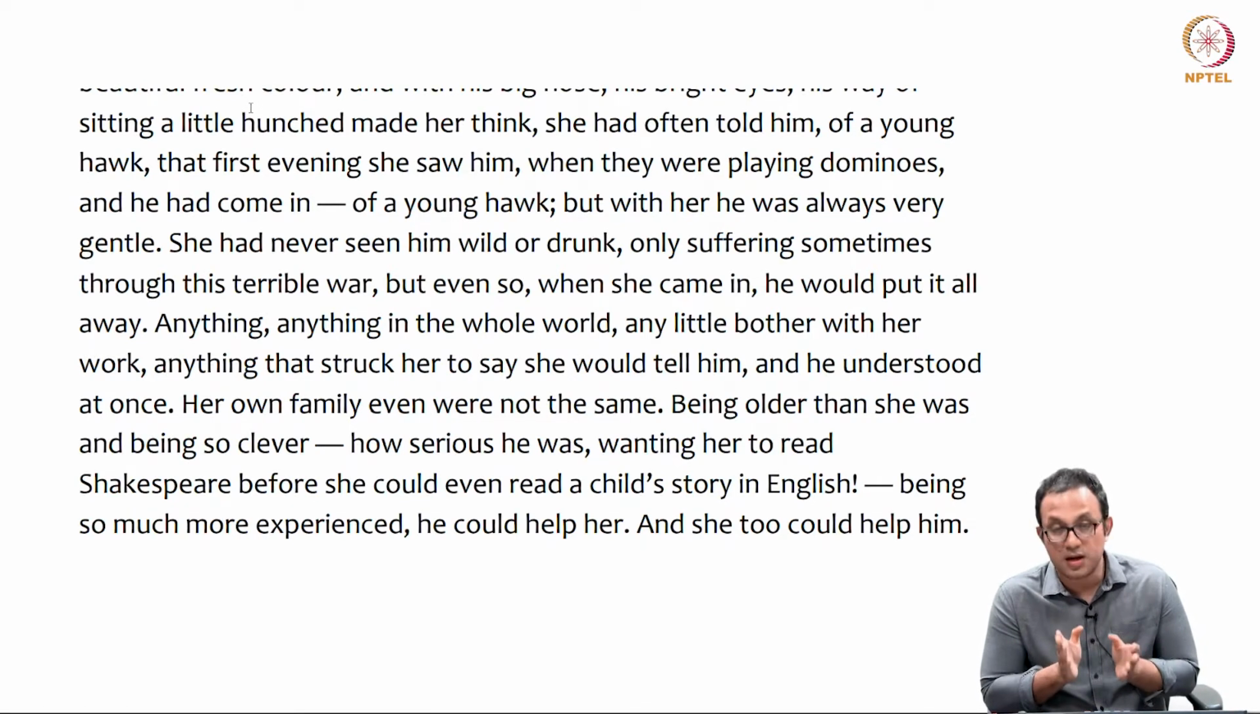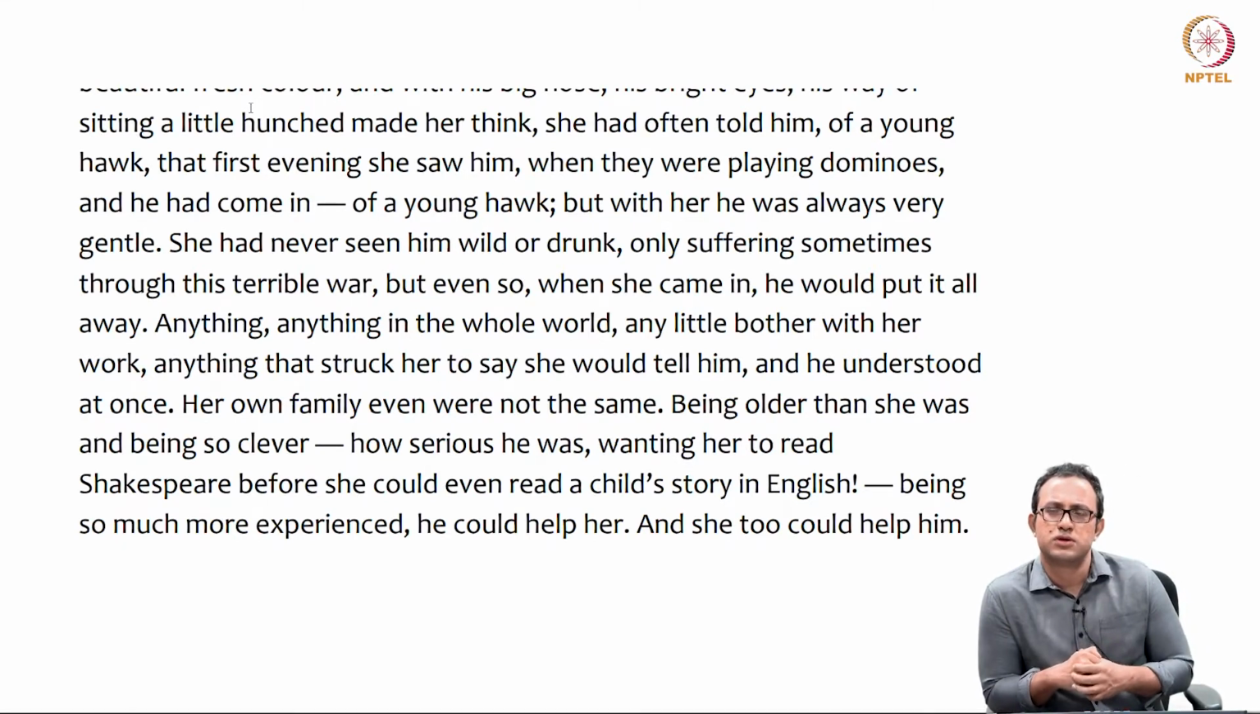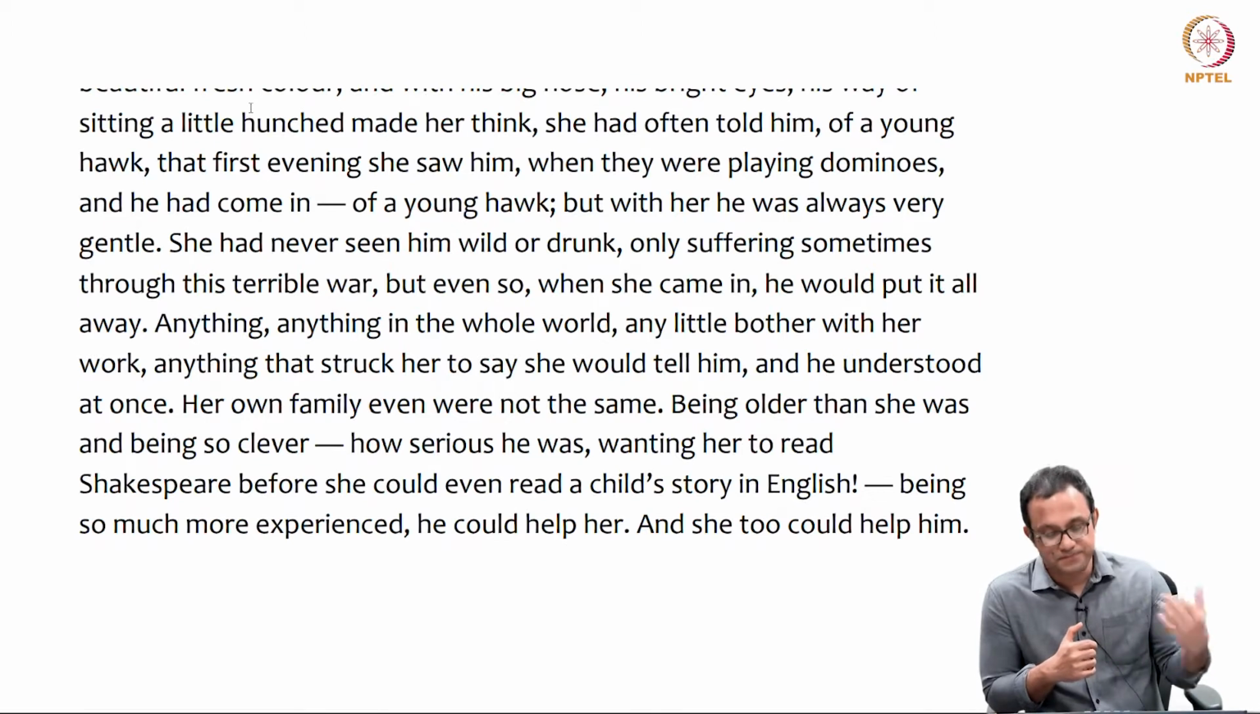So he understood her at once. Her own family even were not the same. "Being older than she was and being so clever, how serious he was, wanting her to read Shakespeare before she could even read a child's story in English. Being so much more experienced, he could help her, and she too could help him." So they were both needy characters. They both required rescuing of a sort. Rezia wanted to escape her family who did not understand her, and Septimus wanted to escape his military condition. So they're both connected to each other in interesting ways.